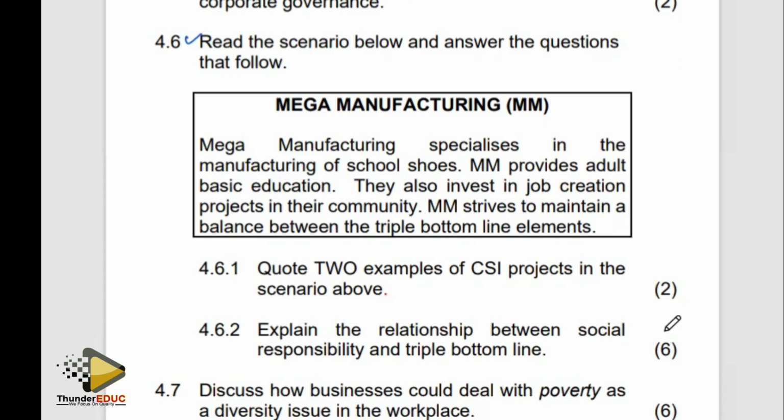So now our 4.6.1 reads as follows. Quote 2 examples of corporate social investment projects in the scenario above. So now if you check here, we have sentence 1, sentence 2, sentence 3, and then also sentence 4. So now if you check, we're saying that MM provides adult basic education. This is one of the examples of CSI. So meaning our sentence 2 addresses the issue of CSI.